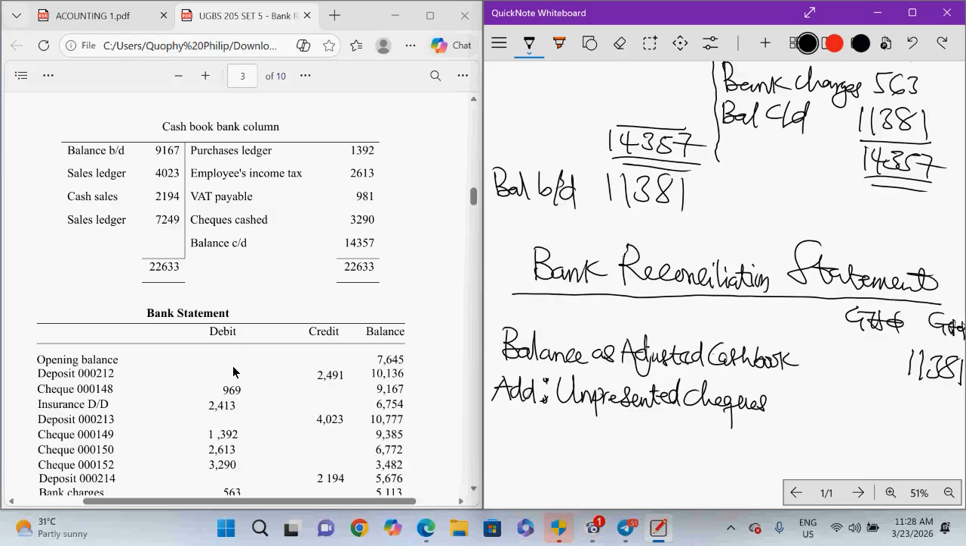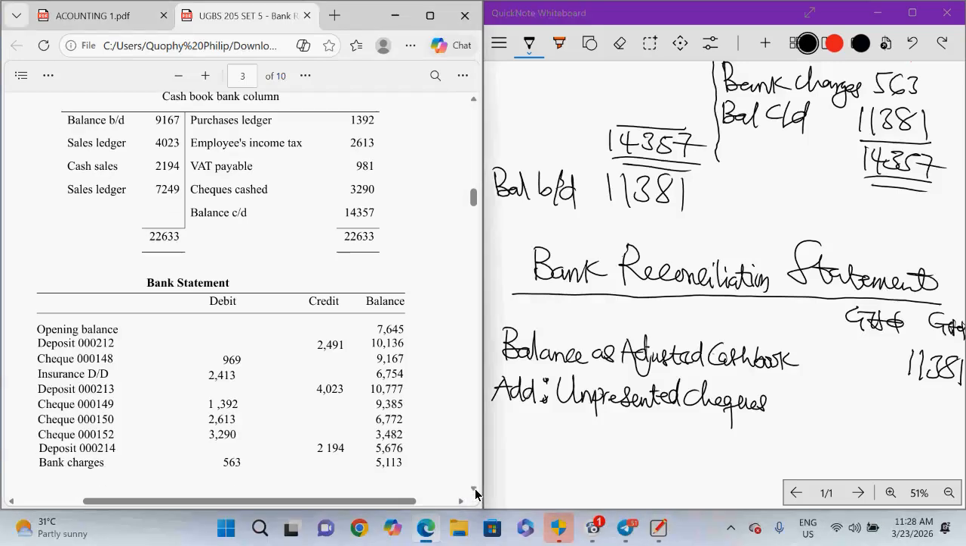So comparing the figures, here is here but not here. Okay. Do you have 1392? Yes, 1392. Yeah, it's there. Can you see 1392? Yes, you can. What of 2613? Yeah, it's there. 2613. Okay. 981. It's not there. No, it isn't.